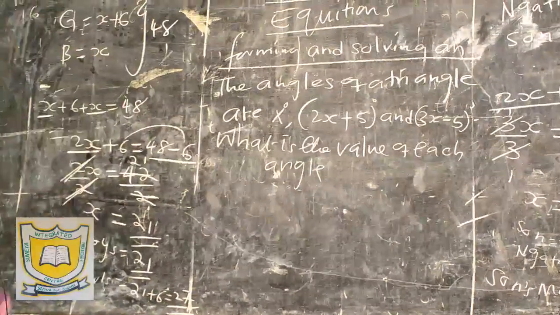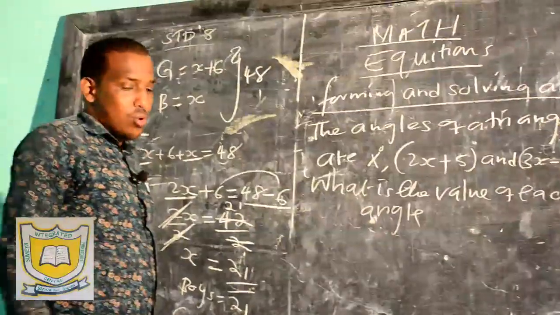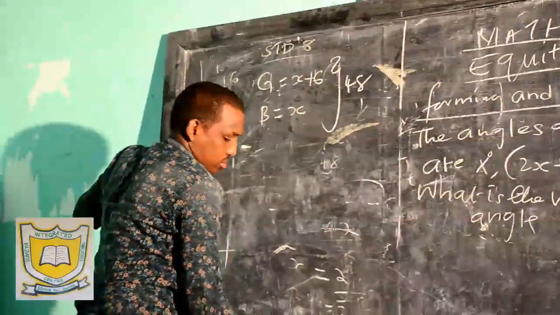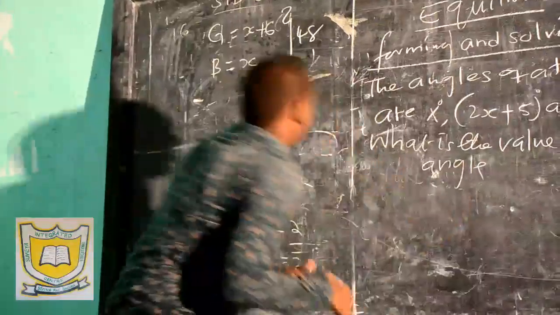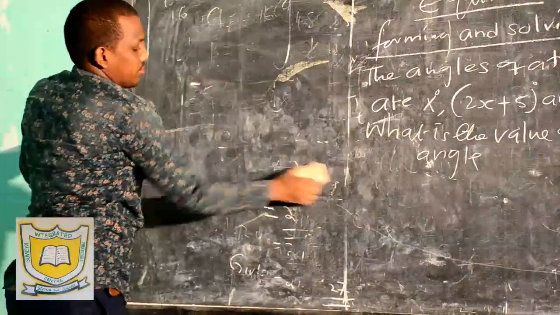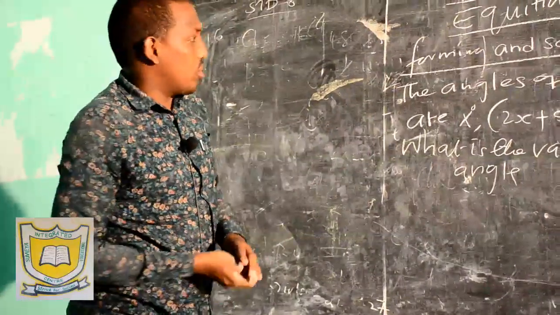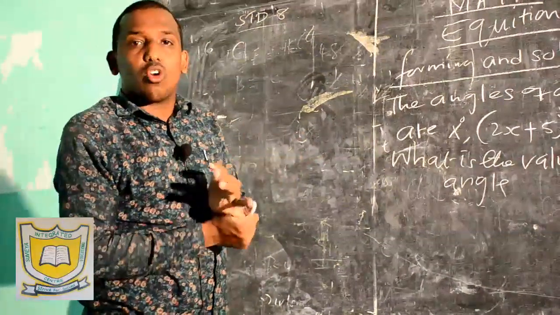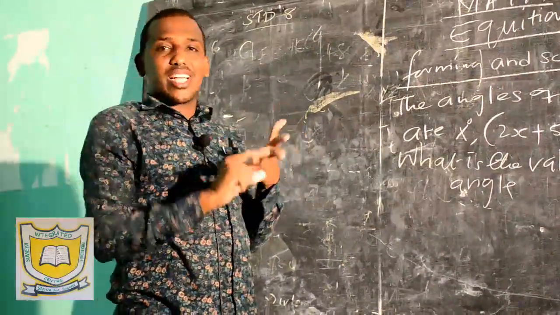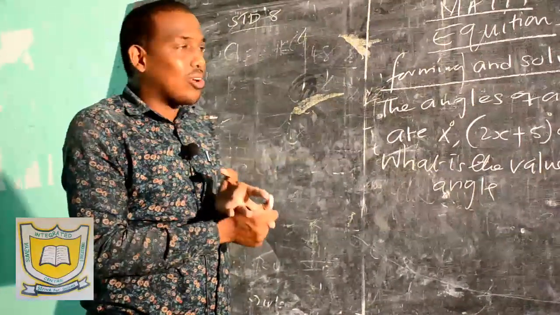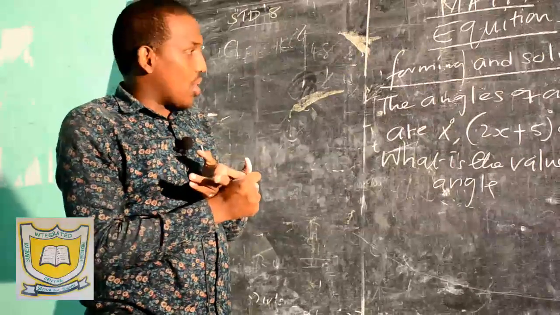What is the value of each angle? So now it's a triangle. Remember the triangle, we have types of triangle. We have right angle triangle, we have isosceles triangle, we have equilateral triangle, and we have scalene triangle.